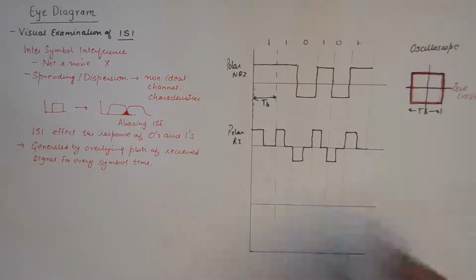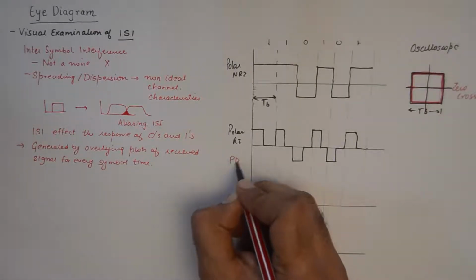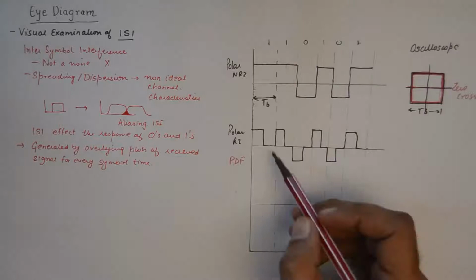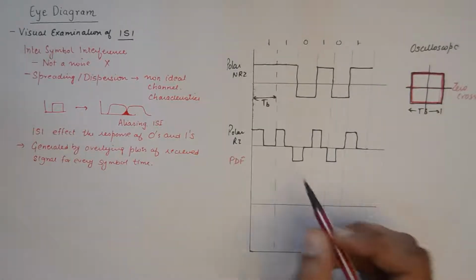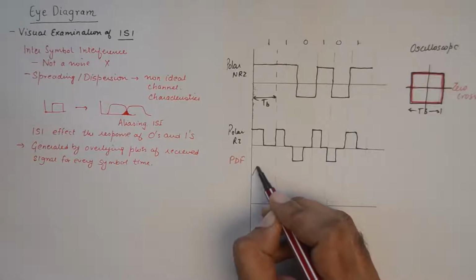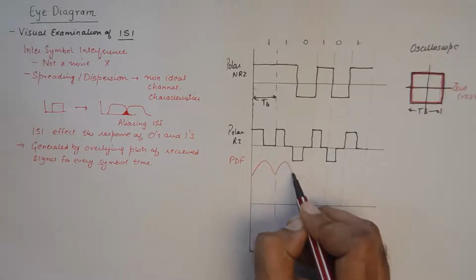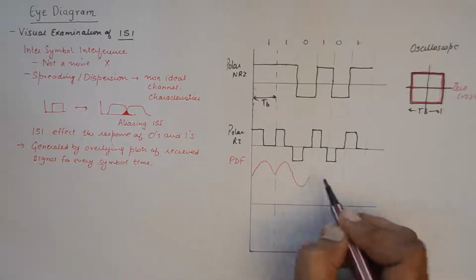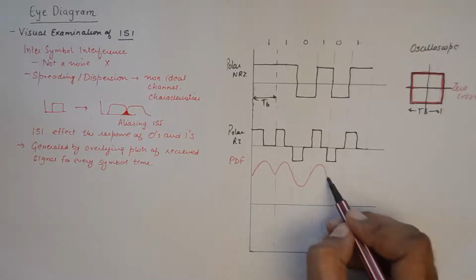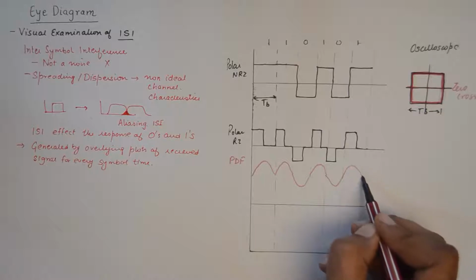By the way, all the coding techniques are discussed in a separate video in greater detail, but the fact of the matter is, if you draw the PDF, which is the power density spectrum of this polar return to zero waveform, it will be something like this, because only for half the bit time the power will be there.